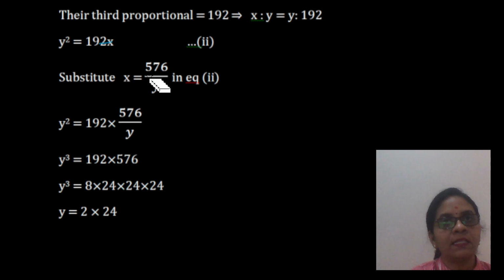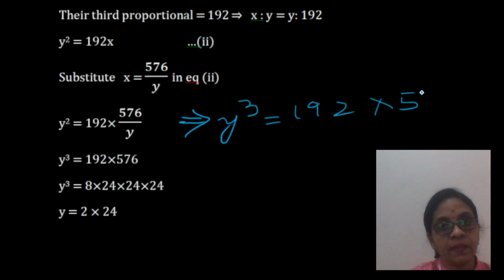So y square is equal to 192x, and you have to substitute the value of x in this equation. If you substitute here, you are getting y cube is equal to 192 into 576. Children, don't get worried looking at these big numbers, and never ever sit and multiply and try to find the cube root. Finding cube roots for fractional or decimal values is not there in your syllabus. So you always get a perfect cube only to find the cube root.